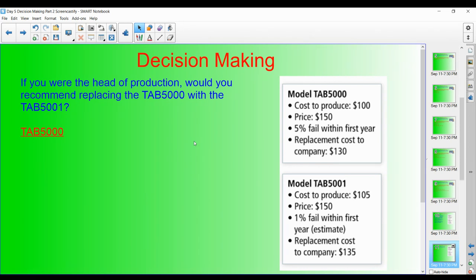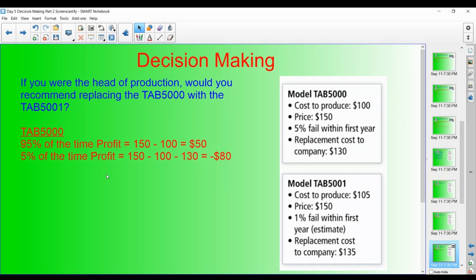So let's figure out the expected value of each. So for the Tab 5000, it says 95% of the time we're going to be good, it doesn't fail. So the profit is I make 150, it costs me $100 to produce it, so I have a net of $50. 5% of the time it's going to fail, and I'm going to lose money. So 5% of the time I make $50, I got to pay $100, and I got to pay $130 to replace it, so I lose money. My expected value is 95% of the time I get 50, 5% of the time I lose 80. Overall, each one I should expect $43.50 per unit.